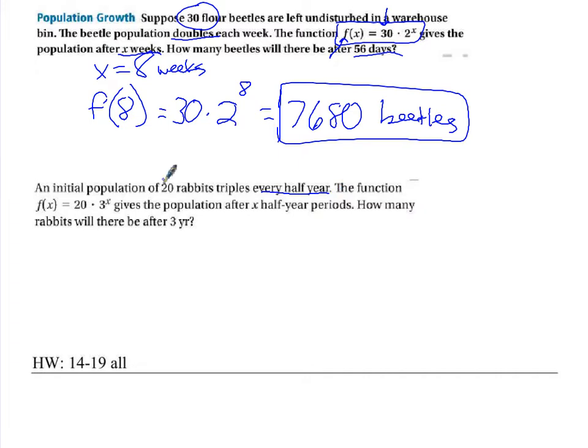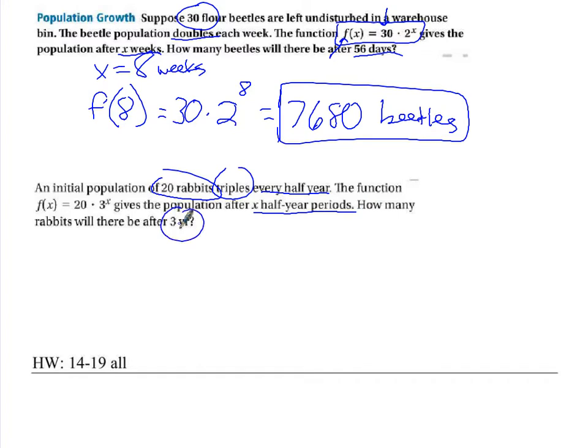So notice that we have this 20 rabbits, triples. Where do we see that in our equation? There's the 20 and there's the 3. Yeah, just like we talked about. So it makes sense that those numbers are in the equation. Now, it gives the population after x half-year periods. Then we want to know how many rabbits will there be after 3 years.